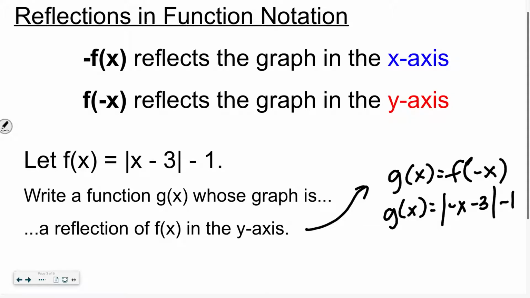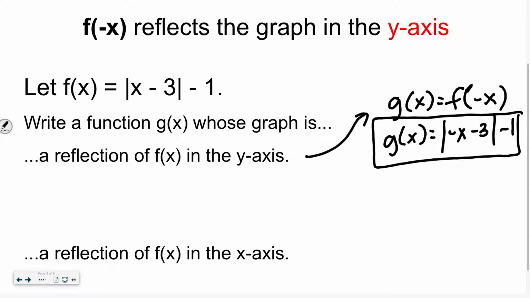I don't change any other signs. I only put in a negative x where I see x. This is a fine answer. Now, side note, an absolute value of a negative is always going to be a positive. So you actually can simplify this one, okay?